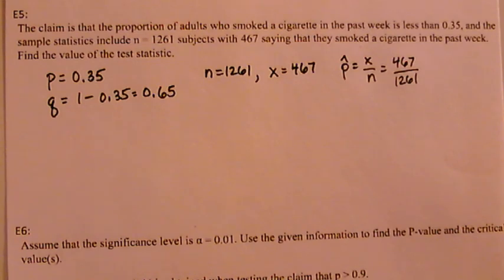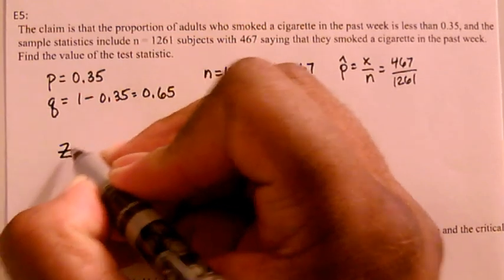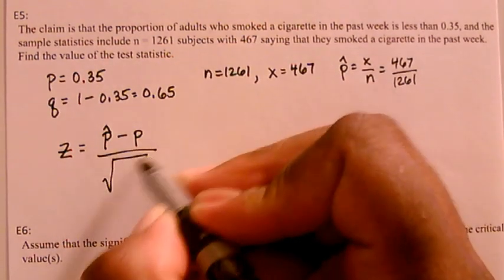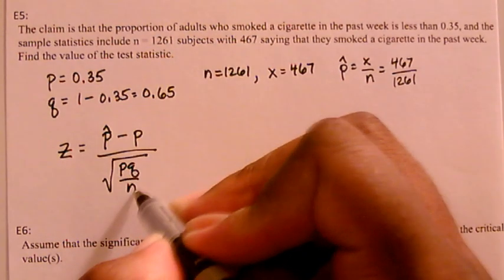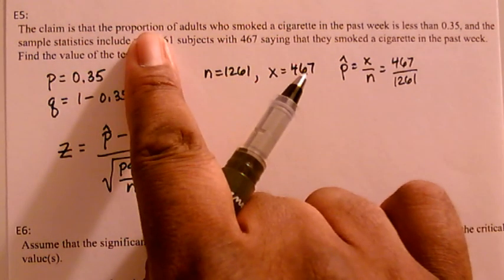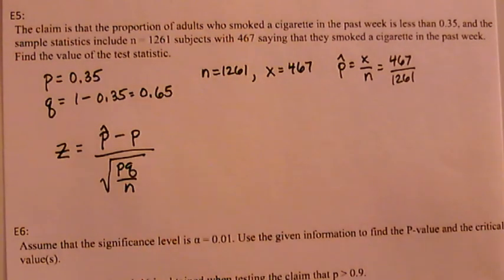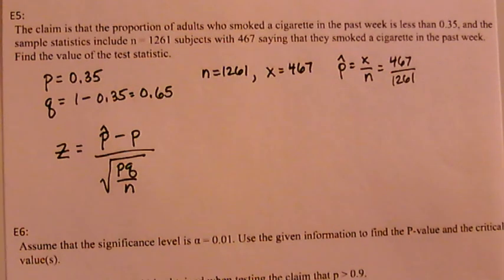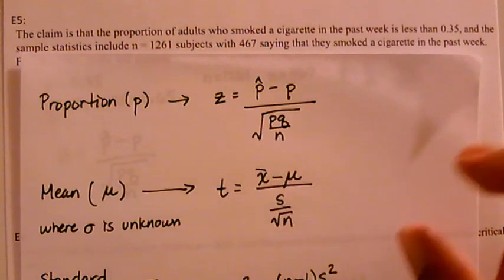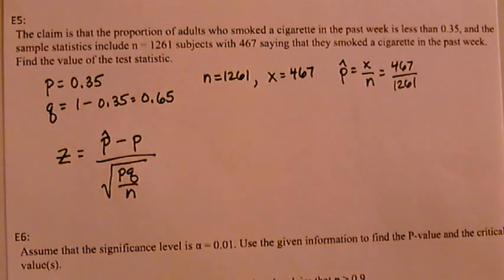And you'll see why. Okay, so in this case here, we'll do Z is equal to P hat minus P divided by the square root of PQ over N. How did I know I had to use this formula? Because we're dealing with a proportion. So we use the formula for finding the test statistic of a proportion. And then we just substitute those values into that formula.